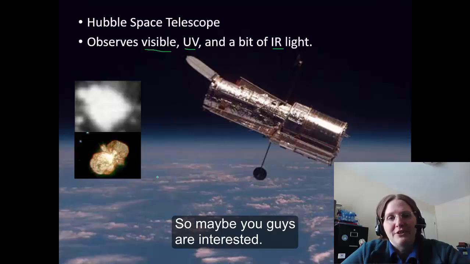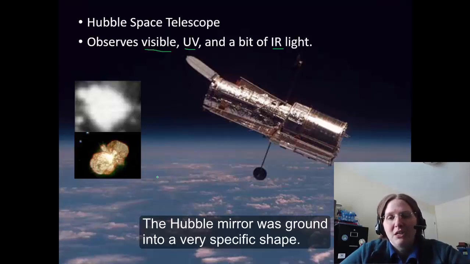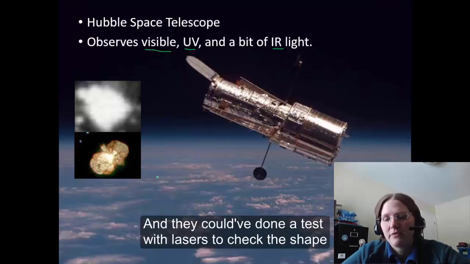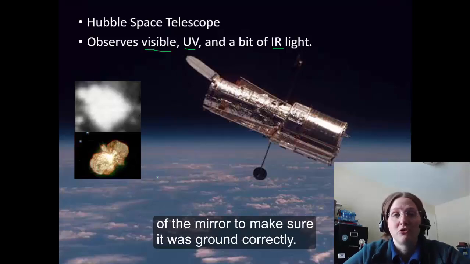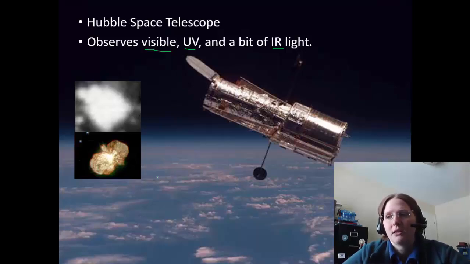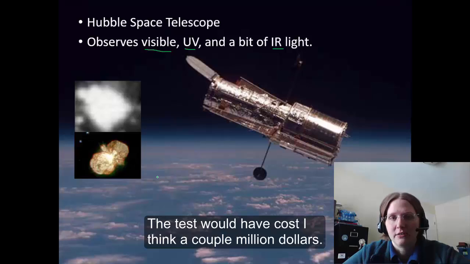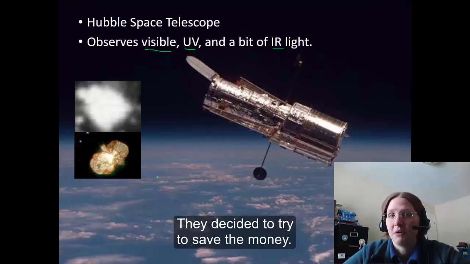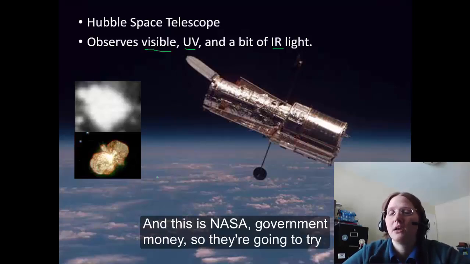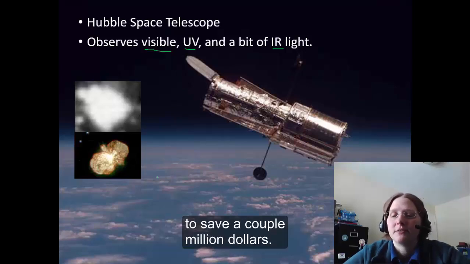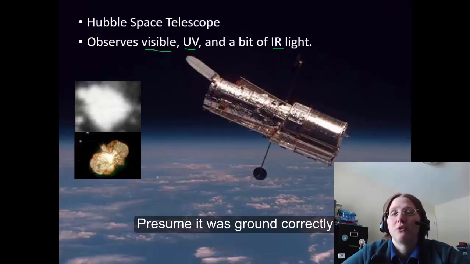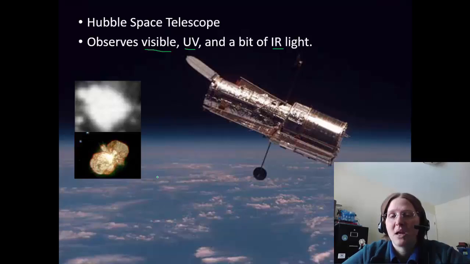So maybe you guys are interested. The Hubble mirror was ground into a very specific shape, and they could have done a test with lasers to check the shape of the mirror, make sure it was ground correctly. The test would have cost, I think, a couple million dollars. They decided to try to save the money, and this is NASA, and this is government money, so they're going to try to save a couple million dollars. Presume it was ground correctly and the mirror's the right shape.